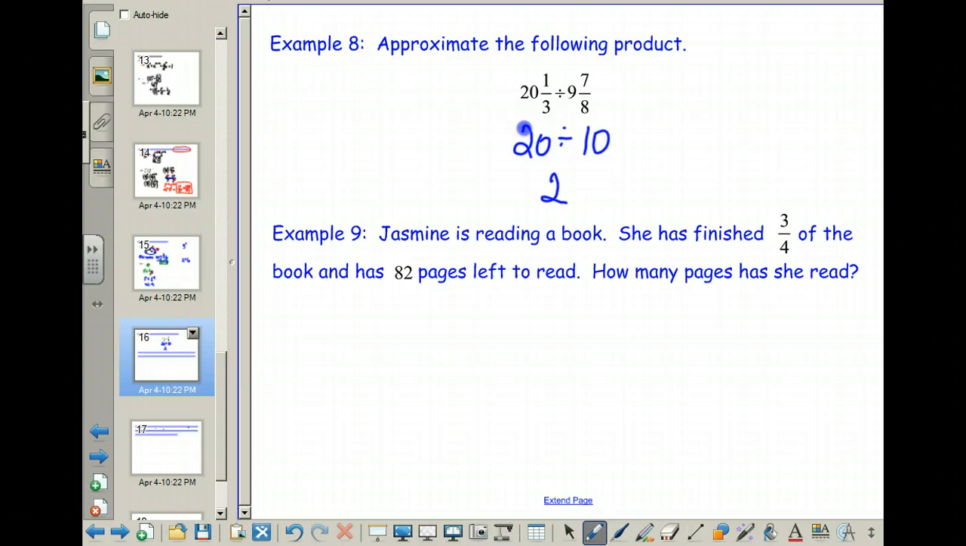So we've got a 3/4 book, and then we also know that it's 82 pages. This is not an exact representation, but I'm giving you an idea here. 3/4 of the book, and she has 82 pages left to read. How many pages has she read? And there's several ways to do the problem. So as you think about it and look at it, what do you see?